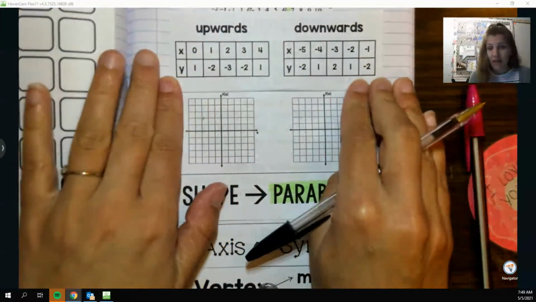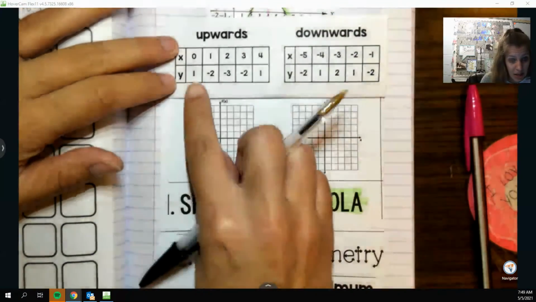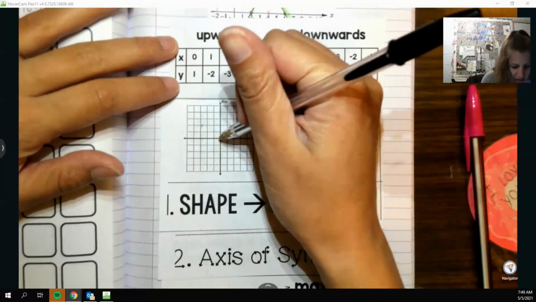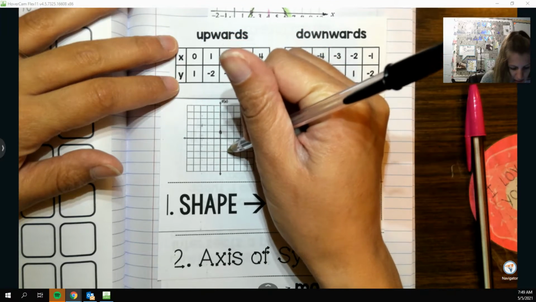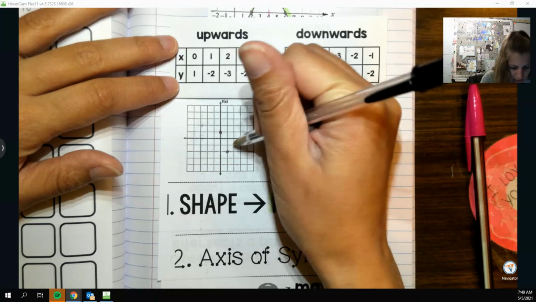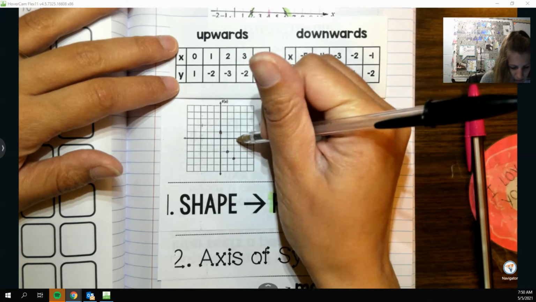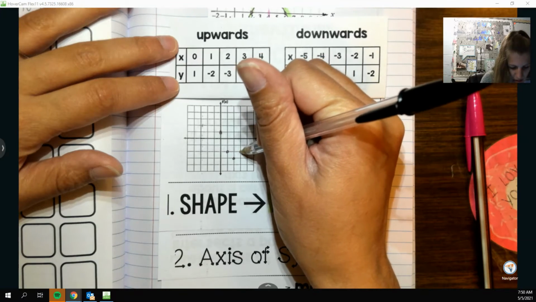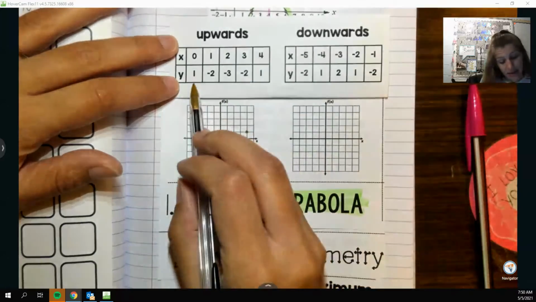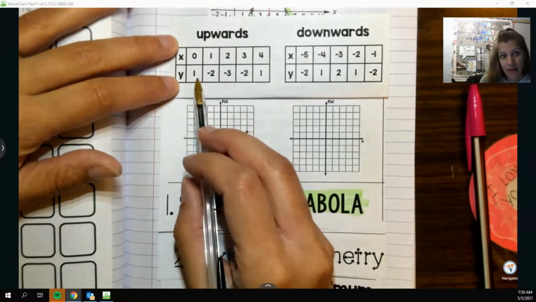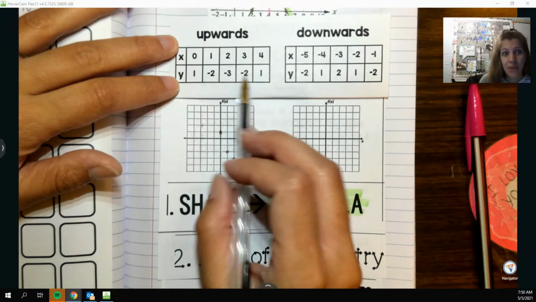you know, we could just have a table of values where we go plot these points. So if I look at this first graph, I would plot the point (0, 1), then (1, -2), (2, -3), (3, -2), and (4, 1). Now, a couple of things that we can kind of see in our table if we look at the y values. We can see it going down, down, down, and then coming back up.